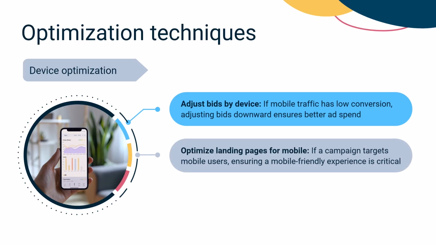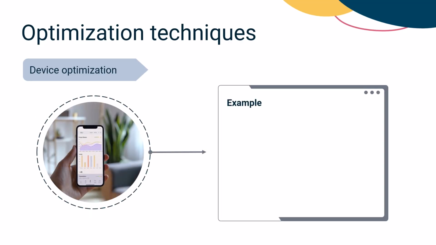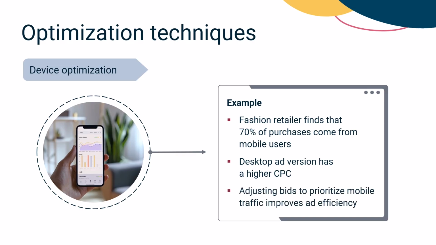Optimize landing pages for mobile if a campaign targets mobile users, ensuring a fast, mobile-friendly experience is critical to prevent drop-offs. Analyze click behavior. Segmenting performance data based on device type can help refine ad placements. For example, a fashion retailer finds that 70% of purchases come from mobile users, but the desktop version of its ad has a higher CPC. Adjusting bids to prioritize mobile traffic improves ad efficiency.